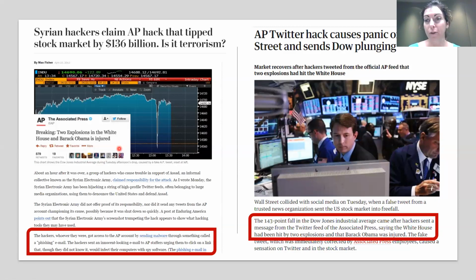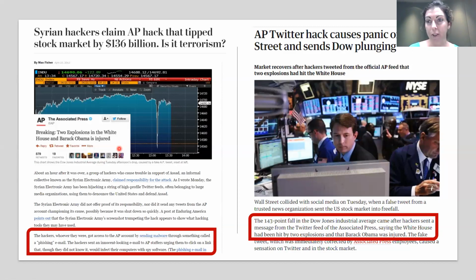They reset the credentials to their Twitter account. They posted a tweet that essentially said that the White House had been bombed, or there'd been 2 explosions at the White House. And shortly thereafter, there was a 143-point fall in the Dow Jones Industrial Average.